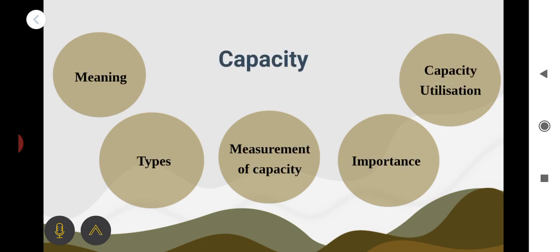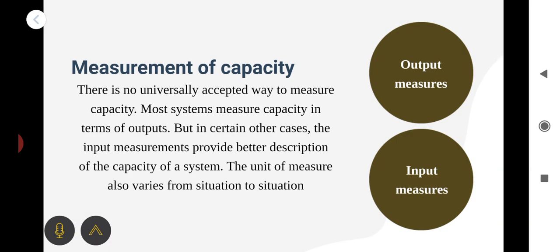Then the next important one is measurement of capacity. How can we measure? There is no universally accepted way to measure capacity. We can't measure the individual capacity, we can't measure the organizational capacity. There is no universal measurement scale. But most systems measure capacity in terms of output. But in certain cases, the output measurement does not provide the best description of the capacity of a system. The unit of measure also varies from situation to situation, organization to organization.